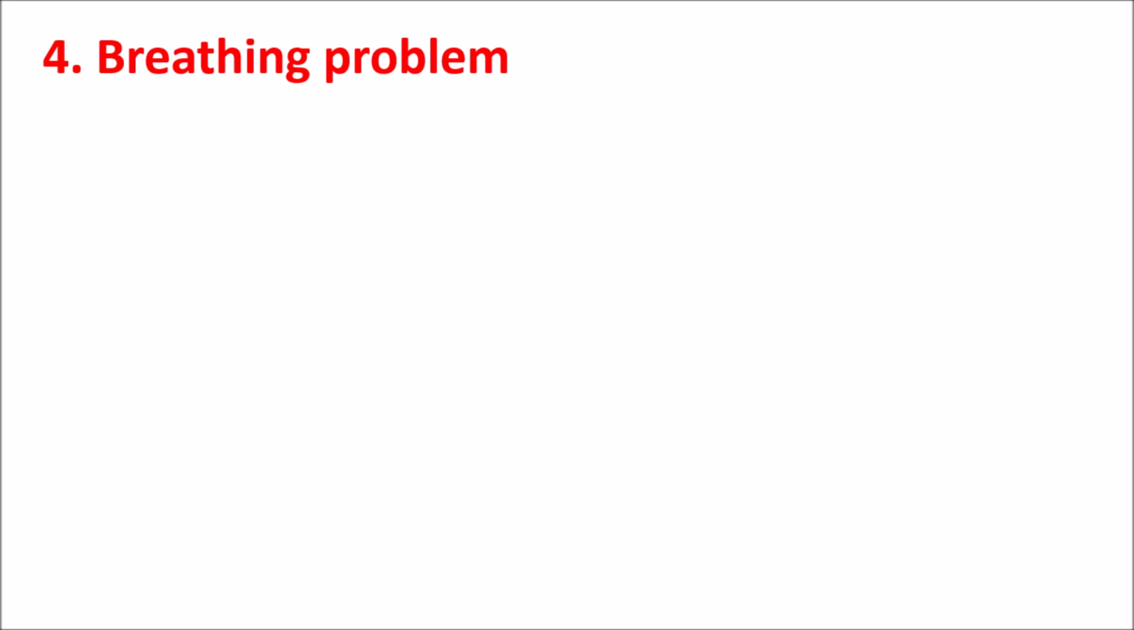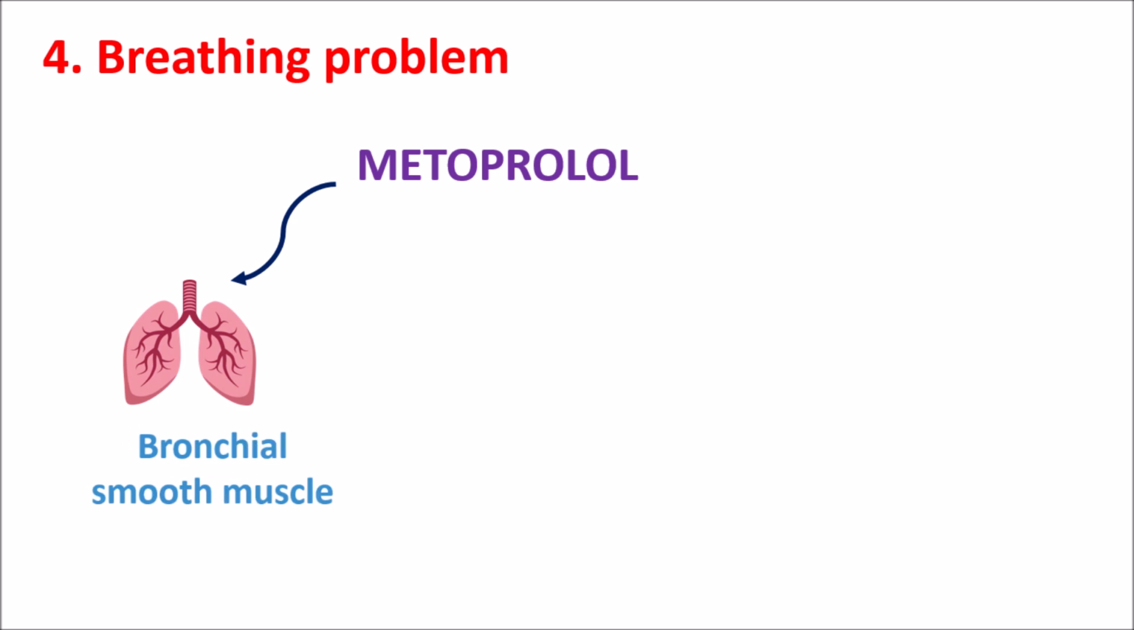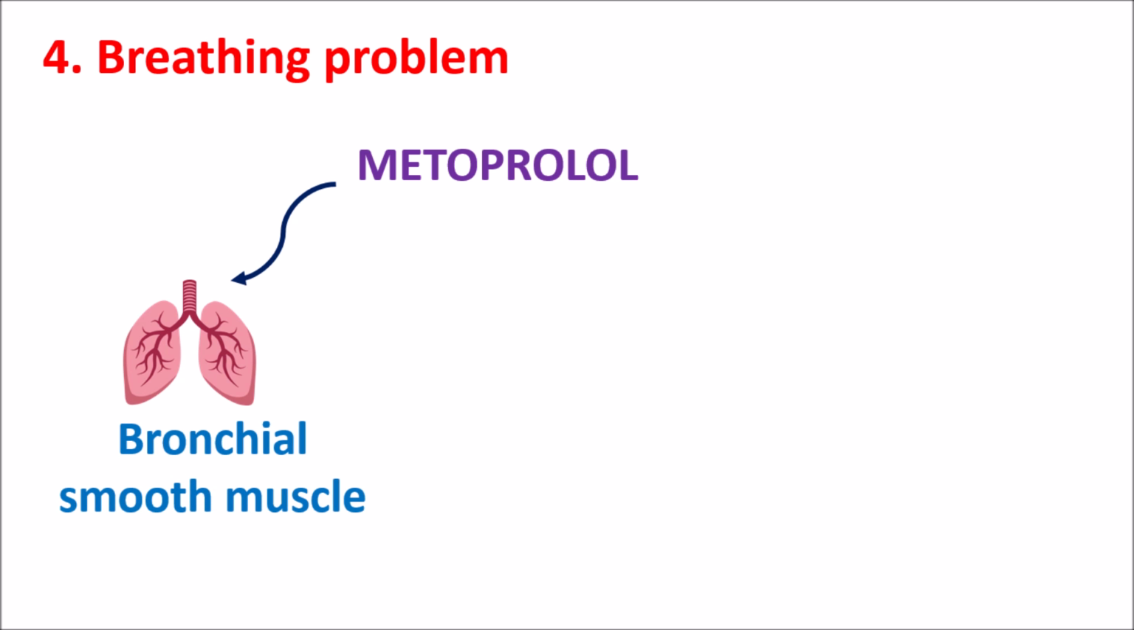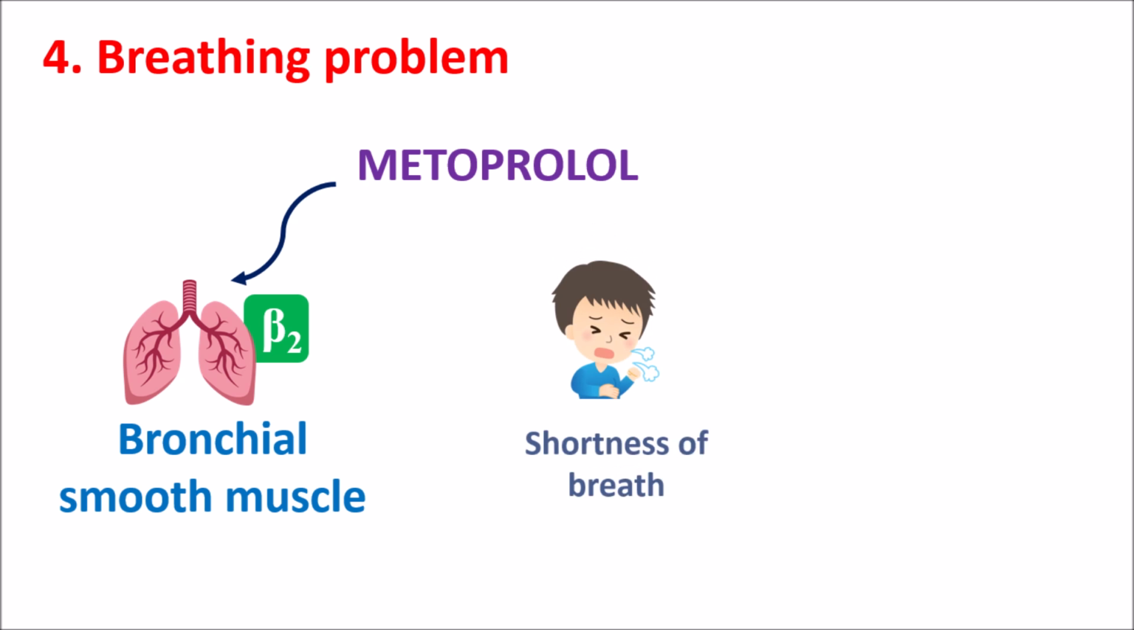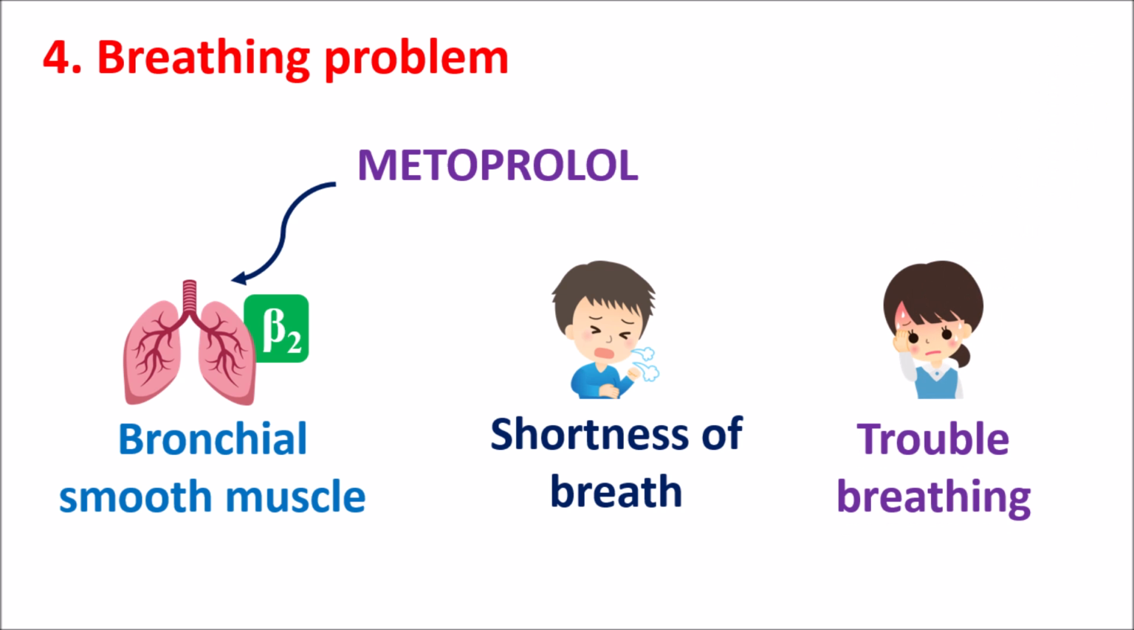Fourth one is the breathing problem. Metoprolol shows fewer breathing problems compared with non-selective beta blockers, but still at higher doses, the selectivity may be lost, and metoprolol can also act on the bronchial smooth muscle and block beta 2 receptors. Again, these beta 2 receptors are responsible for bronchodilation, but when they are blocked, it results in bronchoconstriction, leading to shortness of breath and trouble breathing.